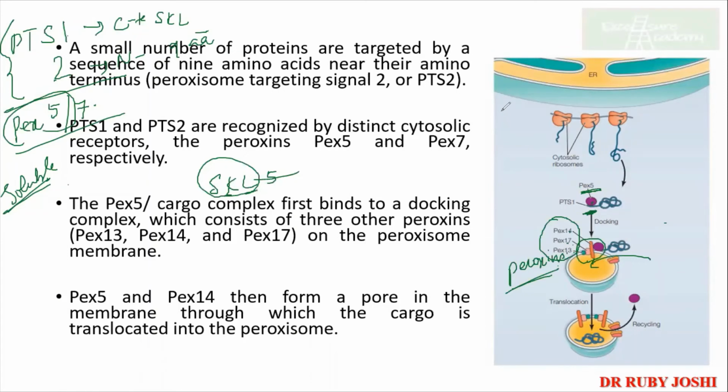Now what is happening is that PEX5 will interact with PEX14. PEX5 plus cargo, which is your protein here, plus PEX14 will interact, because of which these peroxins will make a pore, that is, a hole, by which the protein can enter. So the protein will enter inside. You can see that the protein has now entered and the PEX5, which is supposed to remain in the cytoplasm, is recycled back.